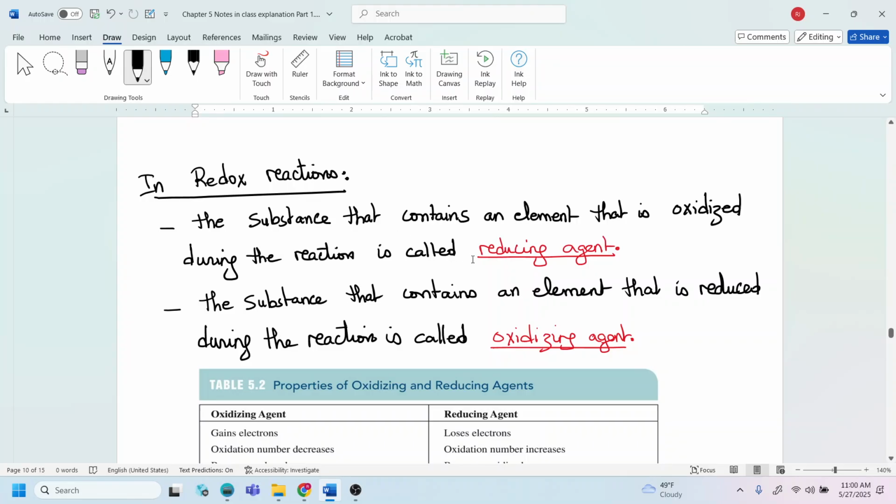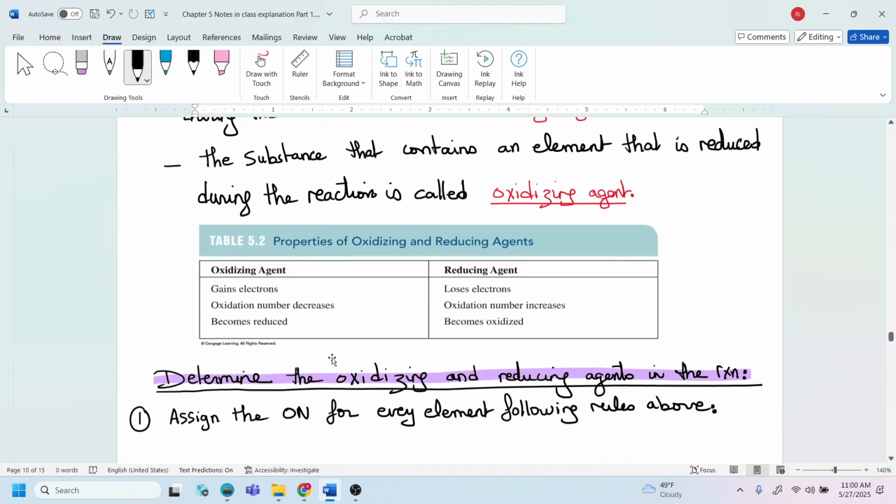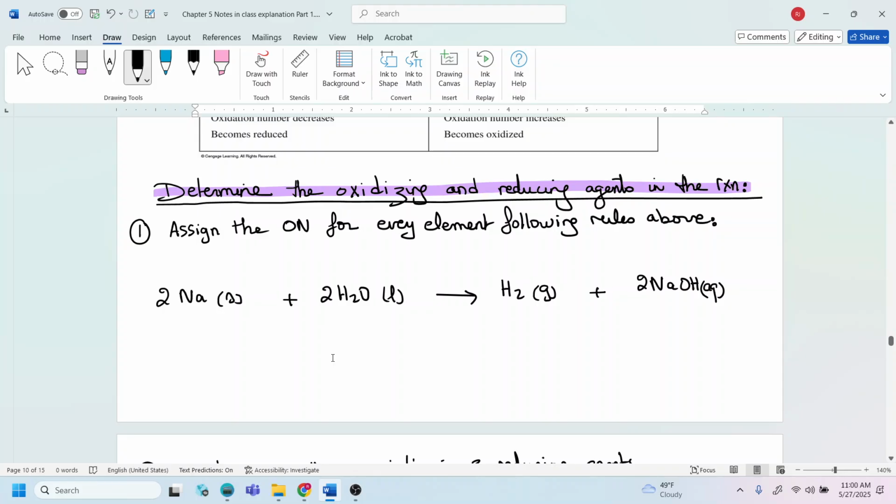Now let's define two terms in here, a reducing agent and an oxidizing agent. A substance that contains an element that is oxidized during the reaction, we call this a reducing agent. And the substance that contains an element that is reduced during the reaction is called an oxidizing agent. So let's go ahead and determine the oxidizing and the reducing agents in the reaction. To do that, you have to determine first which element is being oxidized and which element is being reduced, right? This is a chemical reaction, and this is how you do it.